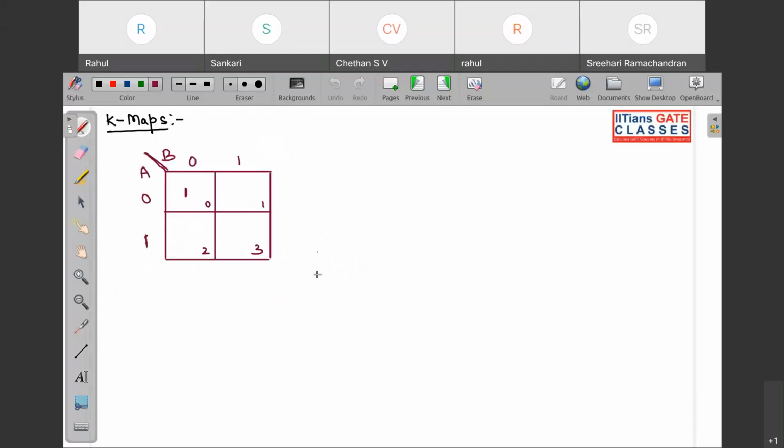K-map is used for minimization of Boolean expressions. Suppose I have an expression like AB plus AB complement. This is a two variable Boolean expression. If I want to minimize it, this is not minimized. I can take A common, so this will be B plus B complement, which is equal to A. This is very simple to solve.